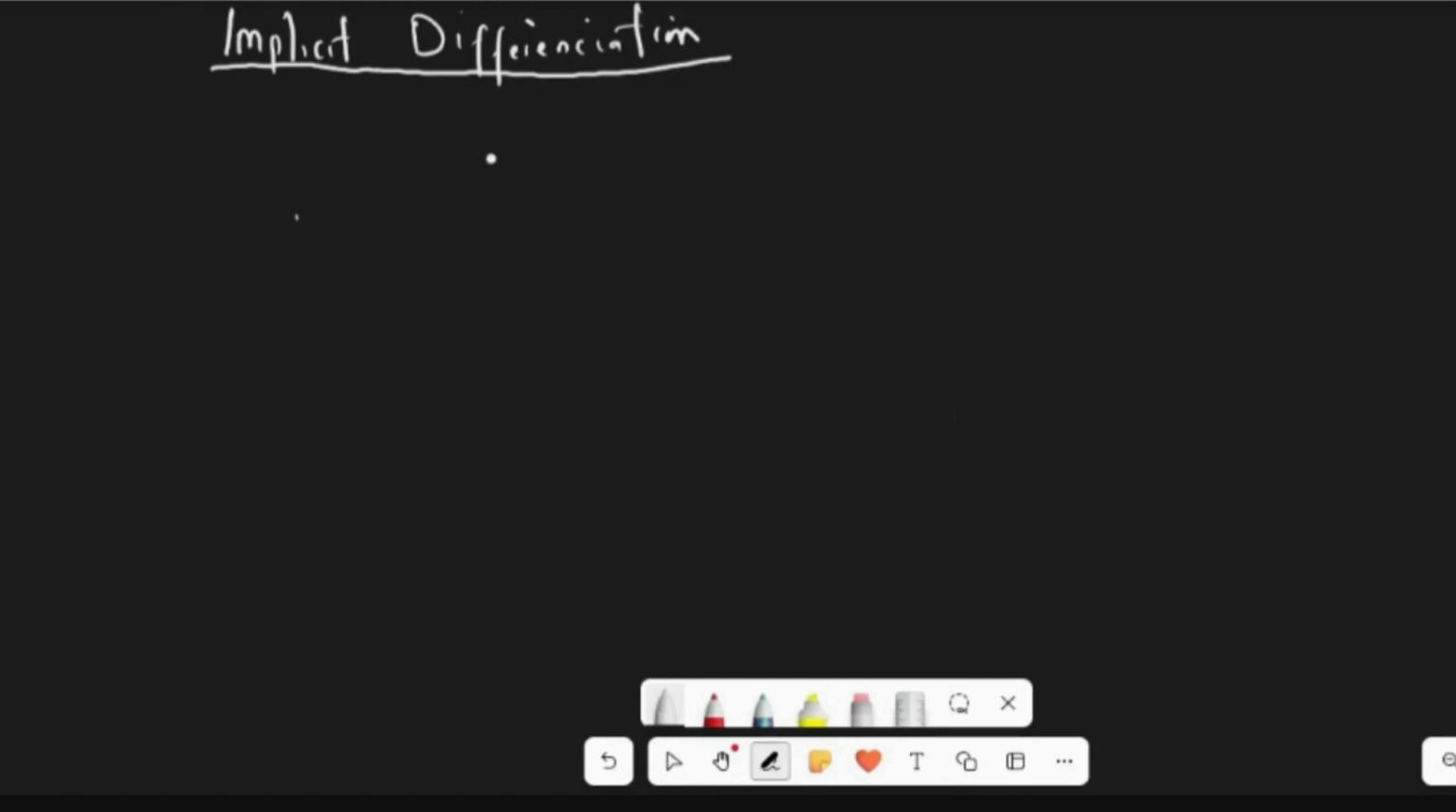So let's take an example. Let's say we have 2x squared y plus, this is just a question we made up, 2x cubed y squared is equal to 14x. So this is just an example of a regular kind of thing. If I ask you to find the derivative, or the differentiation, of this.